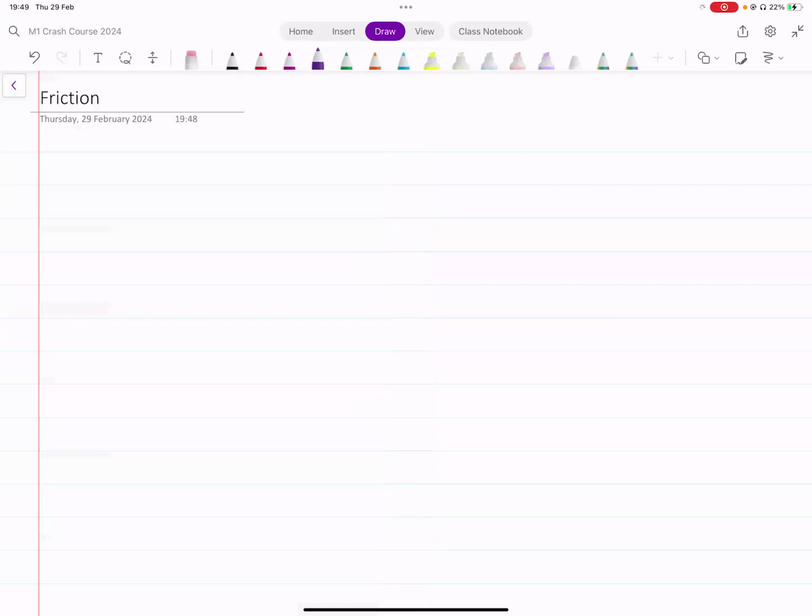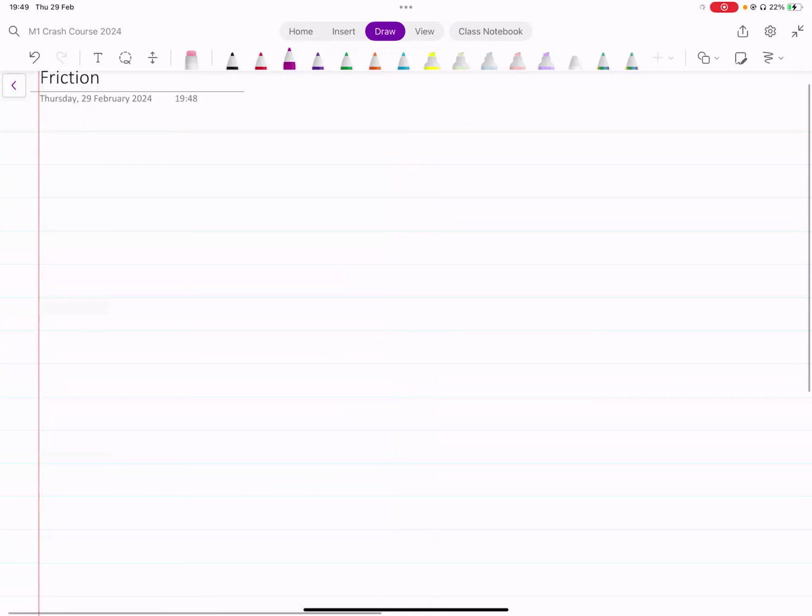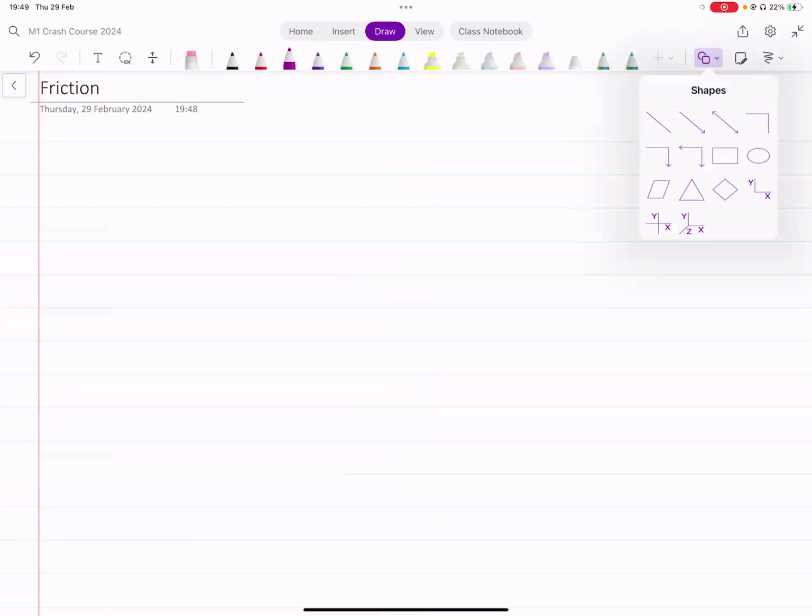Okay, now let's talk about friction then. Let's say we have a surface. Let's try to understand it using an example. Let's say we have a surface.